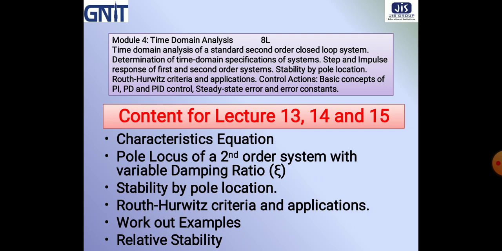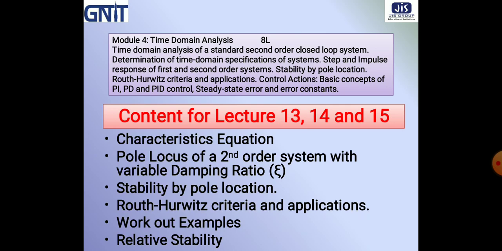In our previous lectures, that is 13 and 14, we already discussed the topics of the characteristic equation, pole locus of a second order system with variable damping ratio, that is zeta, stability by pole allocation, and Routh-Hurwitz criteria and its application, and some more related worked-out problems. In this last lecture of this particular PPT, that is lecture number 15, we will discuss some worked-out examples using Routh-Hurwitz criteria and relative stability, which I will show with the help of Routh-Hurwitz criteria.